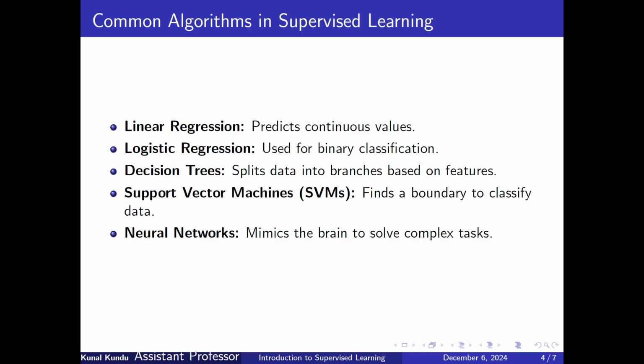Decision trees split the data into branches based on specific features. Support vector machines, or SVMs, find the optimal boundary to separate classes, and neural networks, inspired by the human brain, are excellent for solving complex tasks like image recognition. Choosing the right algorithm depends on the problem you are solving and the type of data you have.